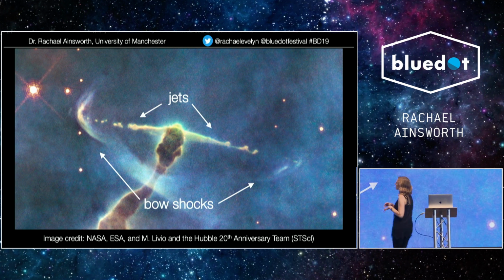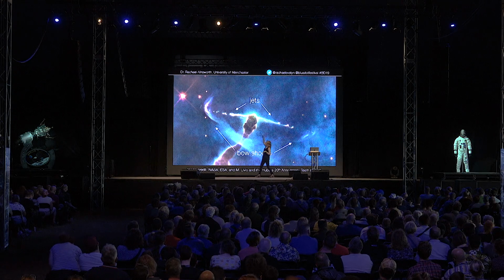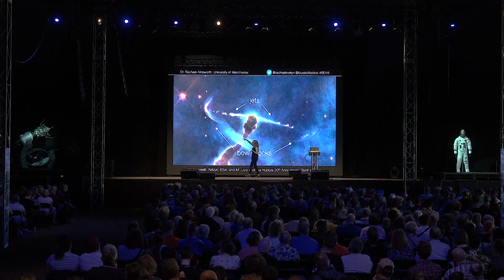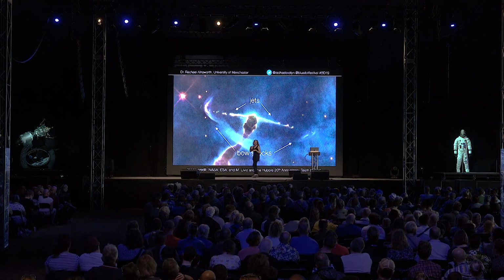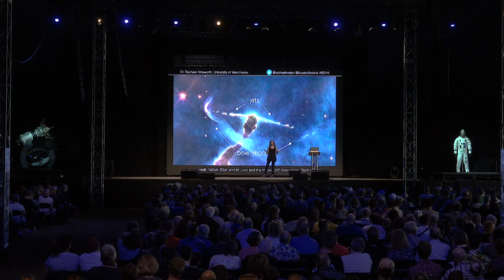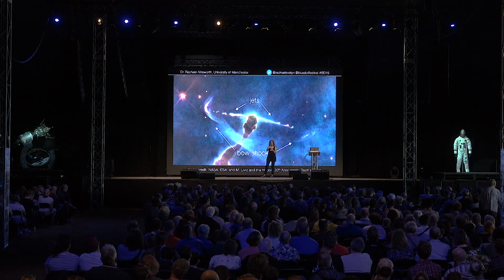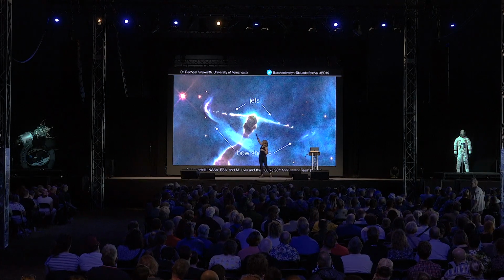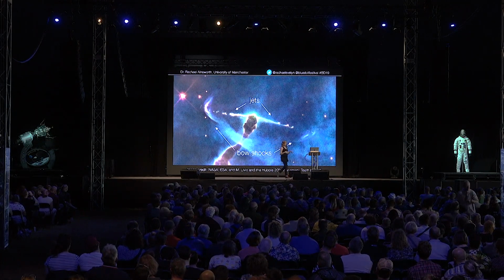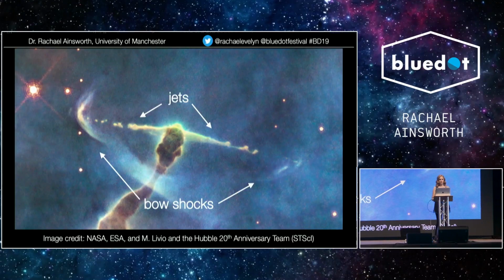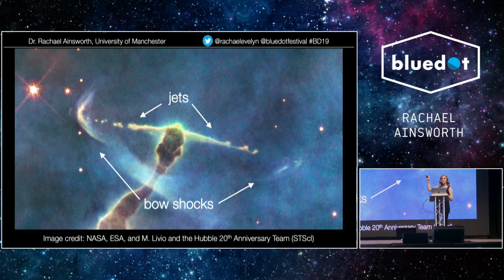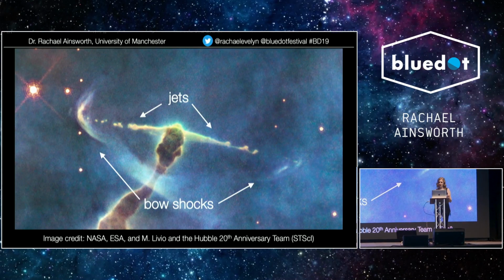And because they're traveling so fast, they're plowing through the interstellar medium. You can see these incredible bow shocks at the end. So if you think of a ship on water, and as it moves, it creates this bow shock. As these jets move through dense material in the cloud, they create these bow shocks, and especially if they're impacting on clumps within the cloud.